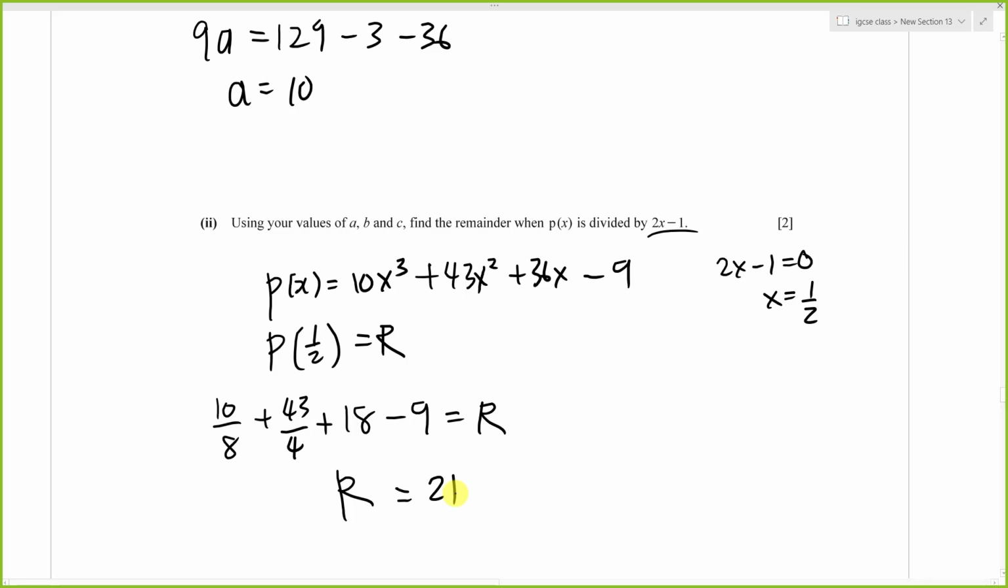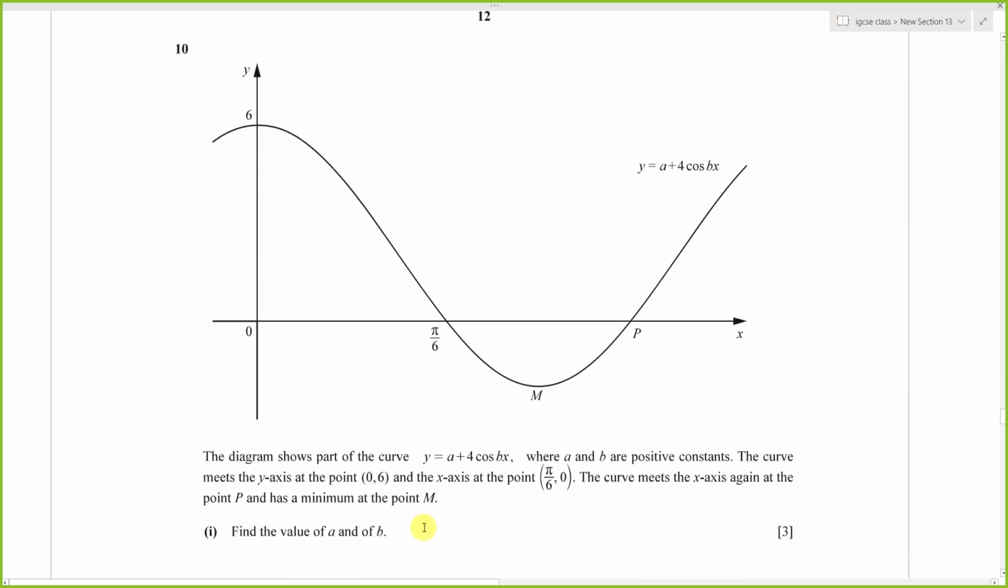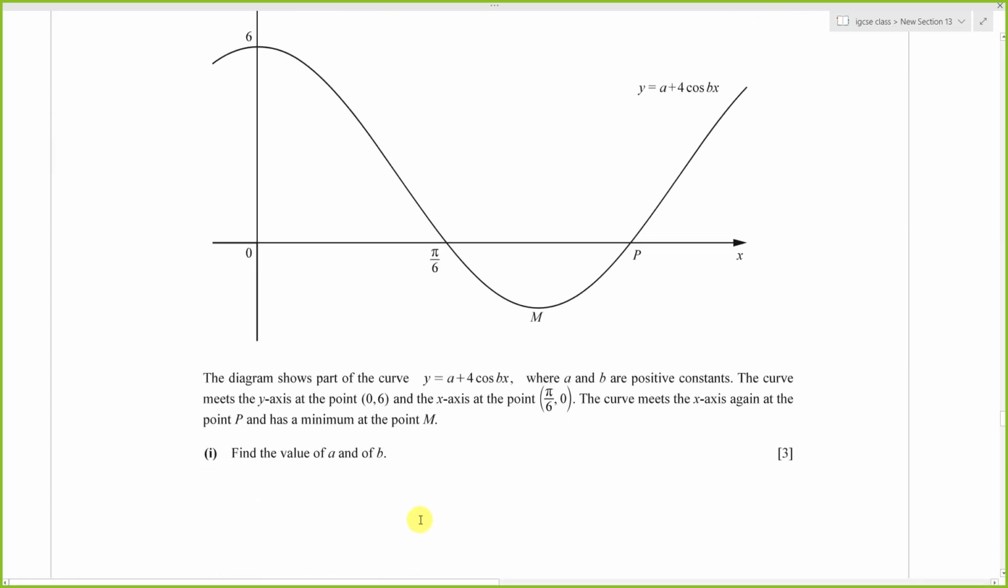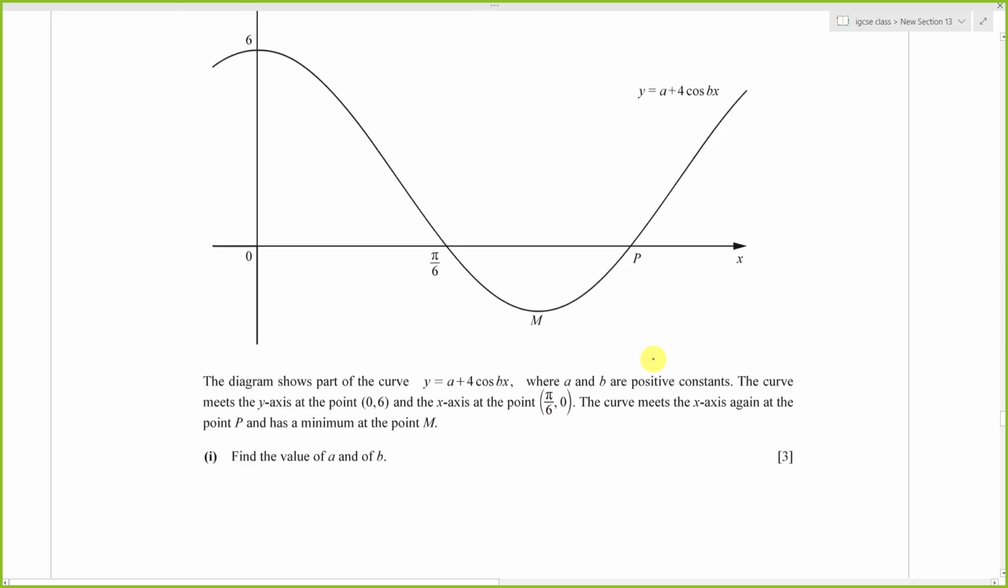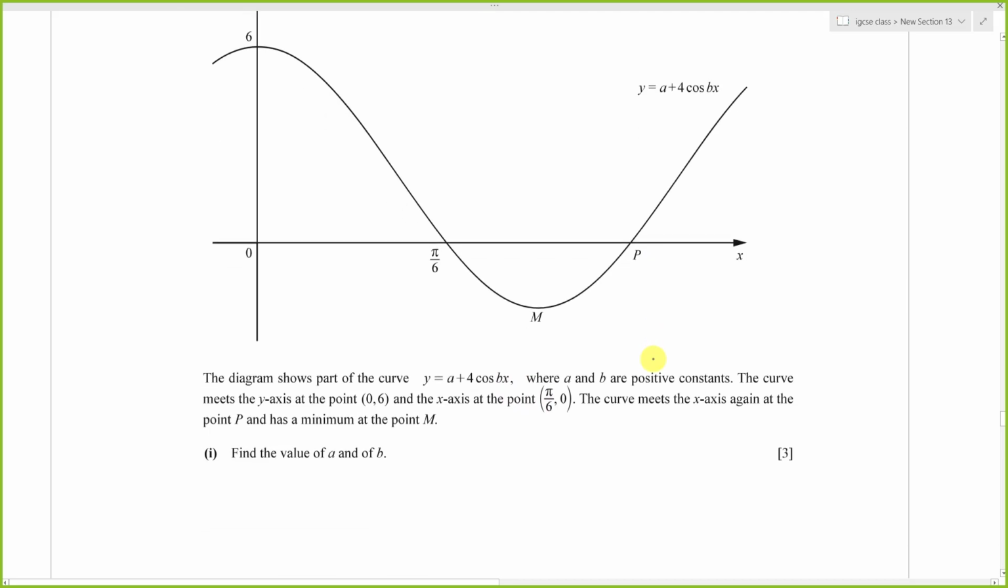Okay, so let's move on to number 10 here. The diagram shows part of the curve. So you have a cosine curve over here where a and b are positive constants. The curve meets the y-axis at (0, 6) and meets the x-axis at the coordinates given here. The curve meets the x-axis again at P and has a minimum point at M. Find the values of a and b.